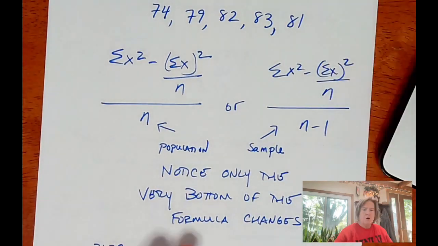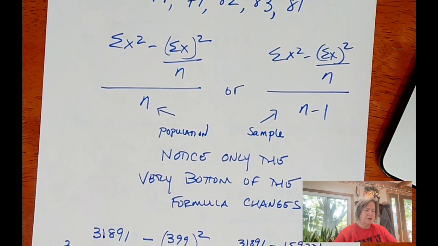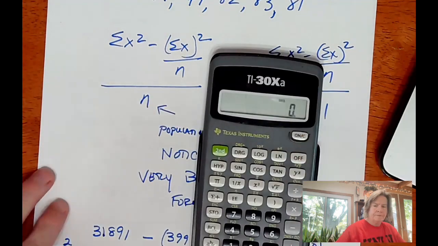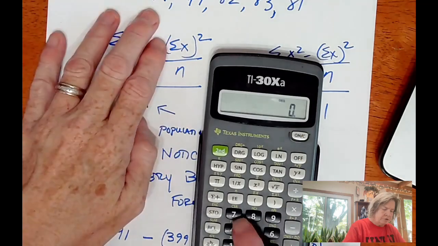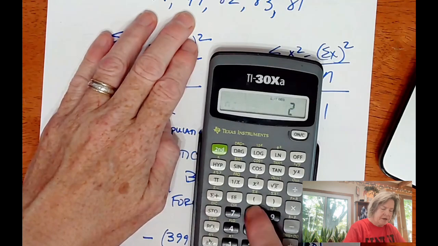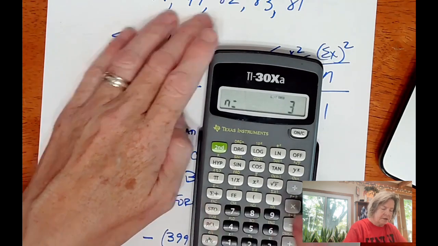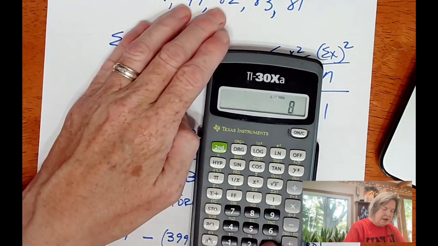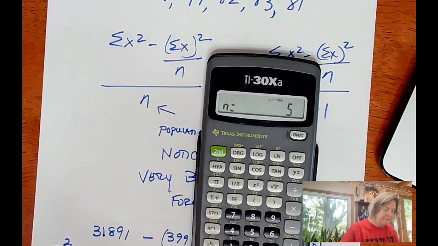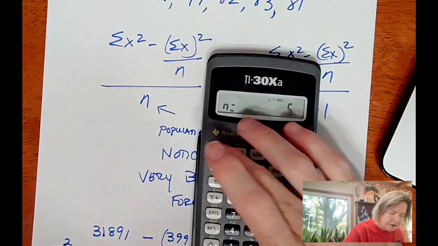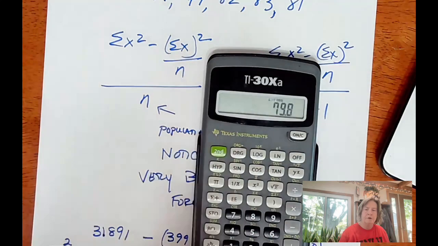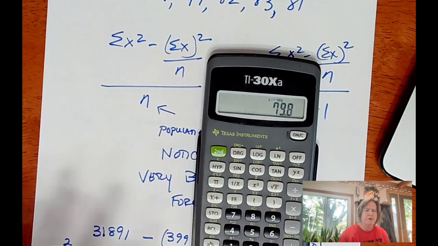All right, so in this, we want to do the sum of the x squareds like that. So we want to get that number in our calculator first. So we clear it out, and we'll just go 74 sigma plus, 79 sigma plus, 82 sigma plus, 83 sigma plus, 81 sigma plus. All right, I've got all 5 numbers in here, okay? The mean, just to verify that you've got everything right if you want to check it, 79.8. Okay, I'm good, because that's what we got on the mean on the other one.